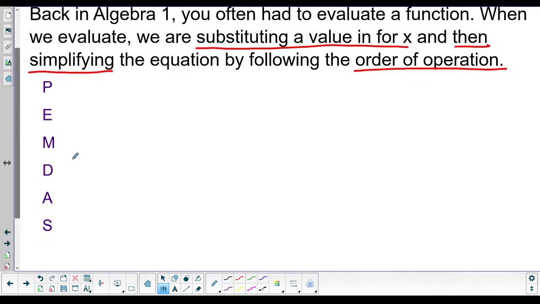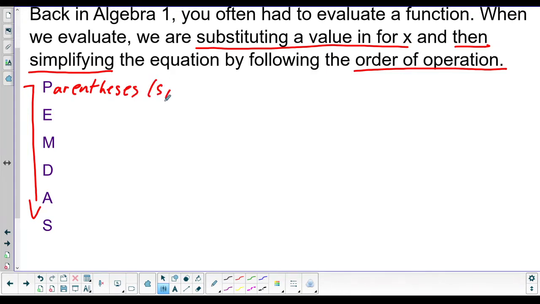So our order of operation is an acronym, PEMDAS, and we start at the top and then go down this acronym. Each letter represents a math operation, and we're going to do those math operations in the order they appear in the acronym. So the first one is parentheses. I'm not sure if that's spelled correctly. This is math class, not spelling class, so who gives a hoot?